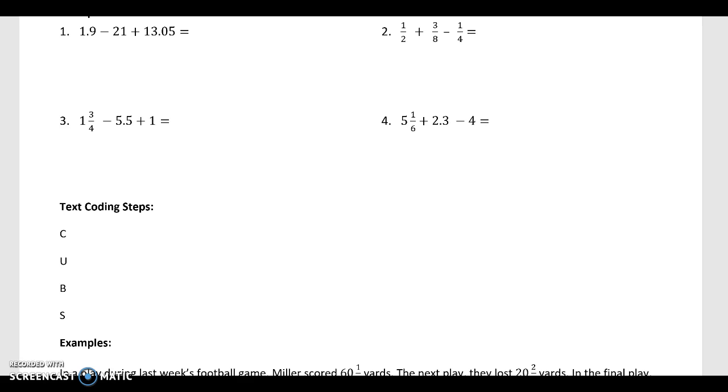Today, we're going to do a review of decimals and fractions. So, first example problem we have is 1.9 minus 21 plus 13.05.